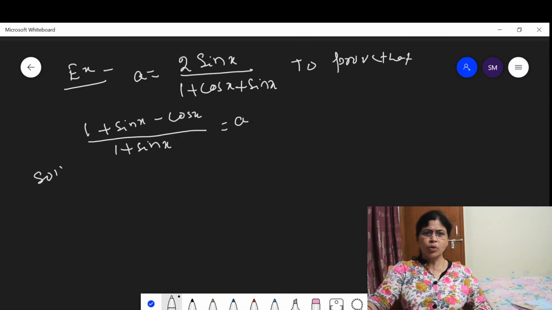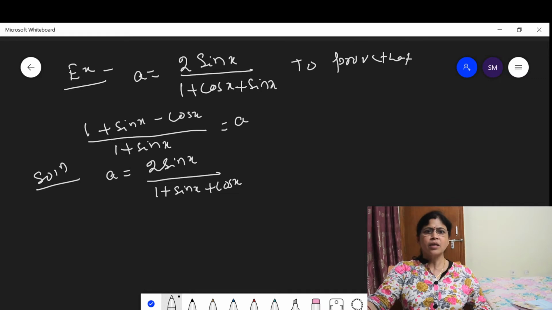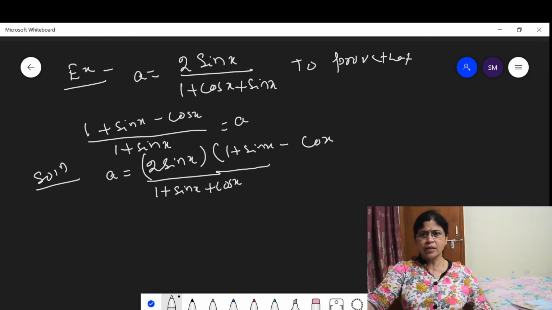Let us solve the question. Here the question says that A is equal to 2 sin x upon 1 plus sin x plus cos x. Now multiply 1 plus sin x minus cos x in both numerator and denominator. As you know, when we multiply the same thing in the numerator and denominator, the value remains unchanged.